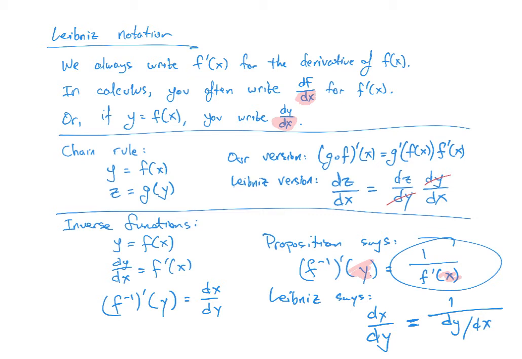I'm kind of confused as to what's the snag here with respect to Leibniz, like at the end, because what's wrong with 1 over dy/dx?